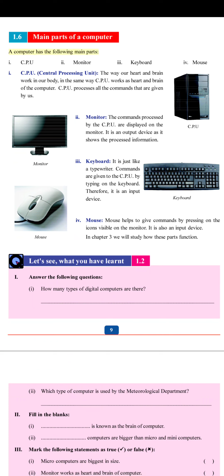1.6. Main parts of a computer. A computer has the following main parts: I. CPU. II. Monitor. III. Keyboard. CPU, Central Processing Unit. The way our heart and brain work in our body, in the same way the CPU works as the heart and brain of the computer. The CPU processes all the commands that are given by us.